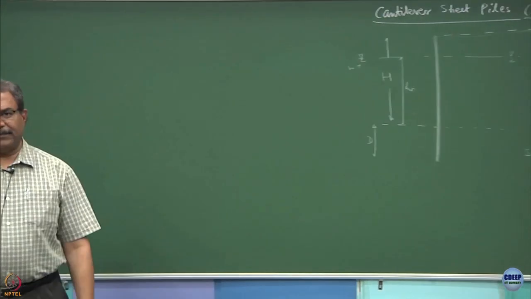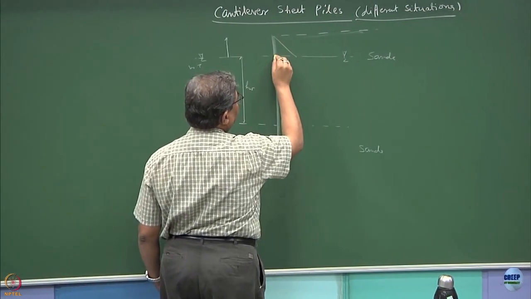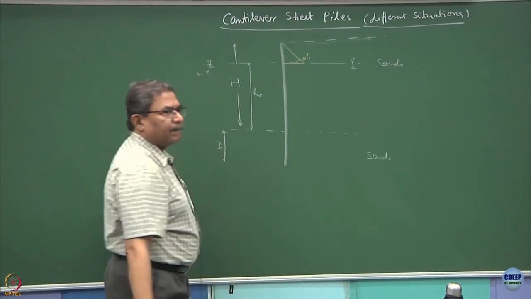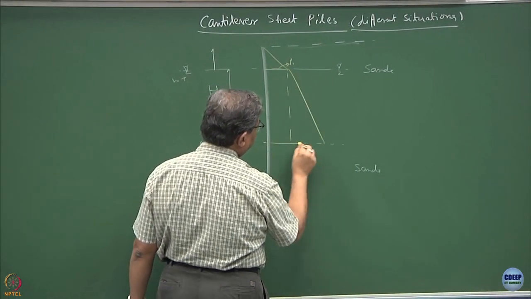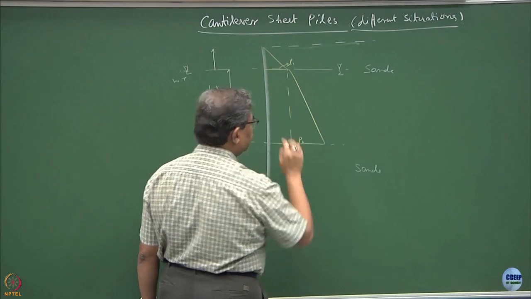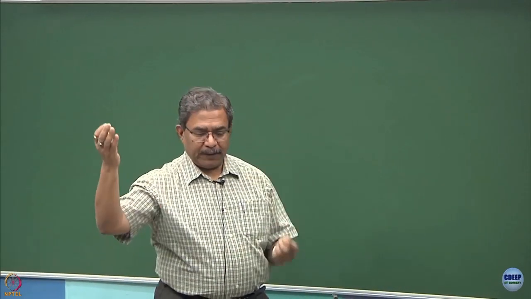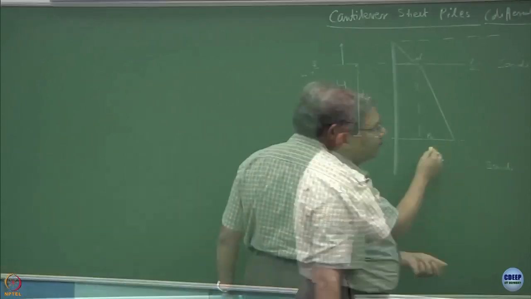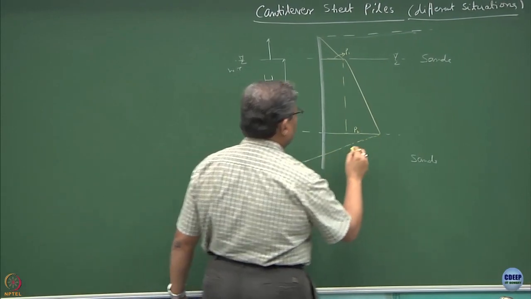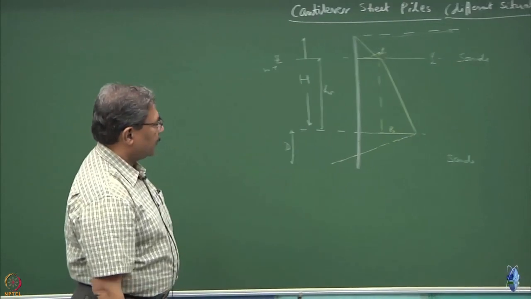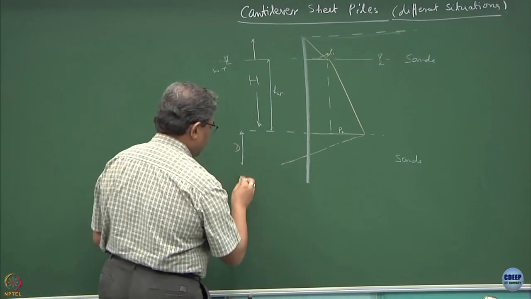Draw the pressure diagram, the first thing you can do. Up to here is P1, then P2. Now, what is going to happen? There is a switch over, so switch over from P2 to some other value. For the sake of convenience, I am just increasing the length of the sheet pile.